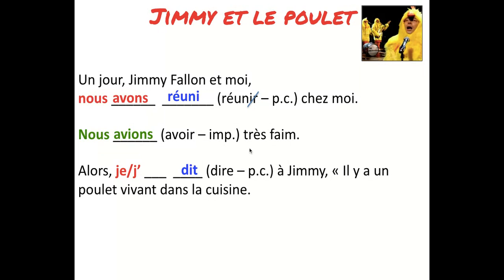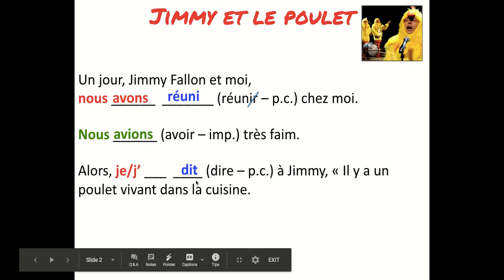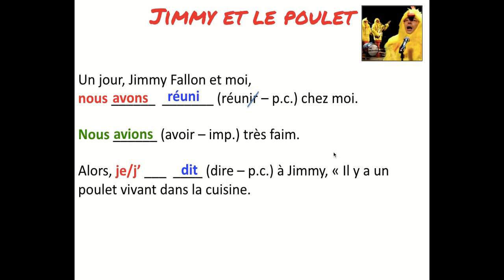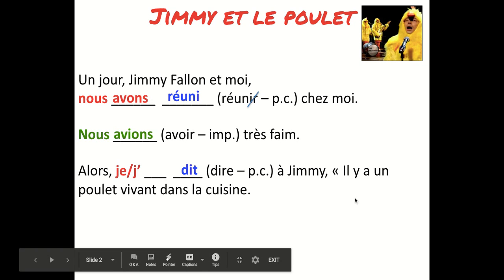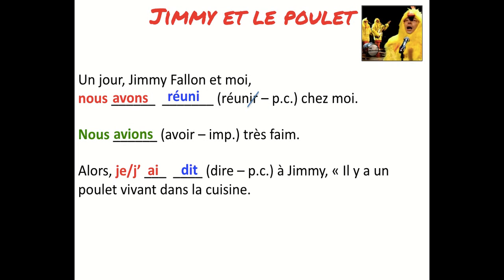Ok, phrase suivante. Vous conjuguez le verbe dire au passé composé avec le sujet je. And actually, for this one, I've already filled in the past participle for you because dire is one of those verbs that has an irregular past participle, and we haven't learned those yet. So all you have to do here is fill in the helping verb. Ok. Réponse. Alors, j'ai dit à Jimmy, il y a un poulet vivant dans la cuisine.